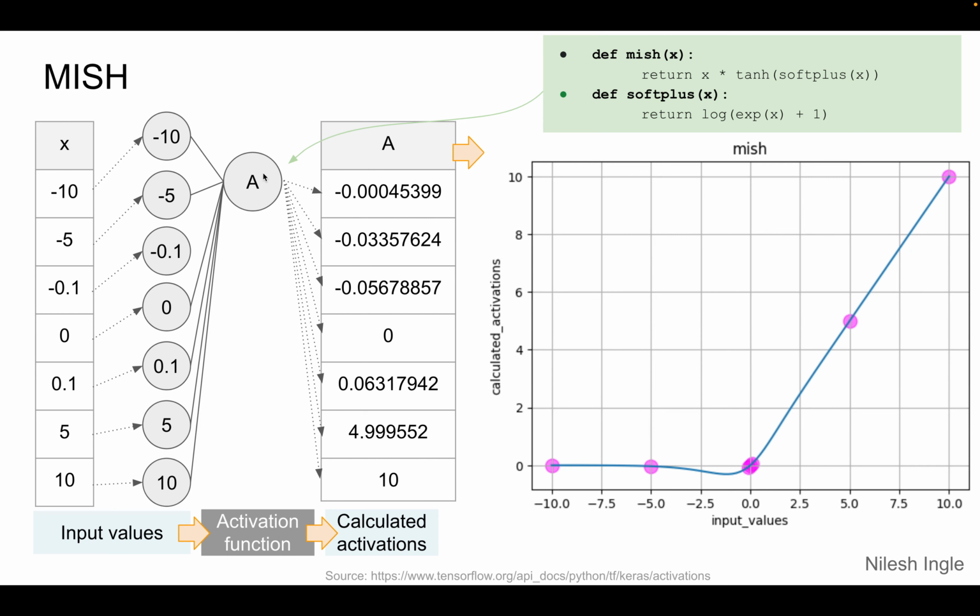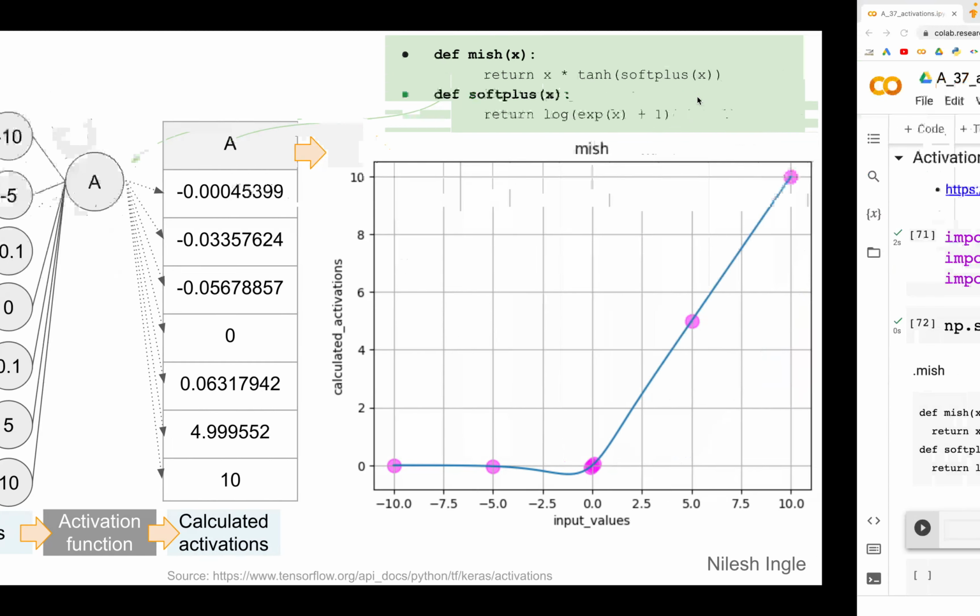This time the neuron A is using the activation function MISH, and I'm hoping that is the way it's pronounced. On the right hand side we also see the plot where the blue line shows the shape of the activation function, and it looks similar to the GELU. And up top in the green box we see how the activations are calculated. Let's look at how to use this using TensorFlow.